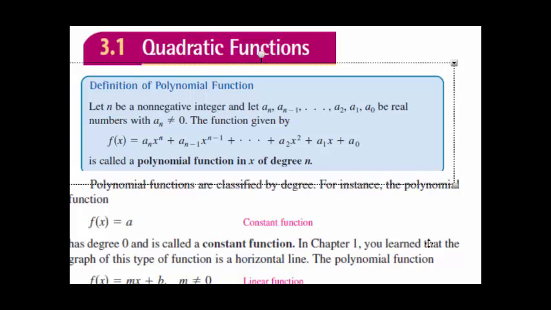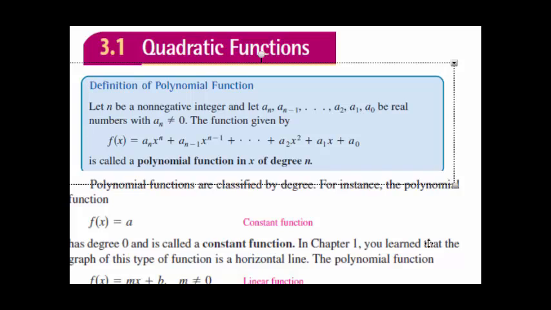So, we're starting a new chapter. We're going to talk about different types of polynomial functions. Today we're going to focus on quadratics, which is a review. So hopefully everybody's just going to get this and think it's super easy.